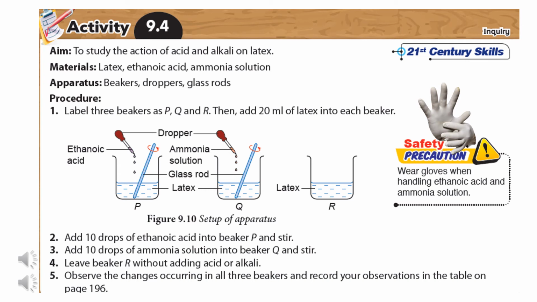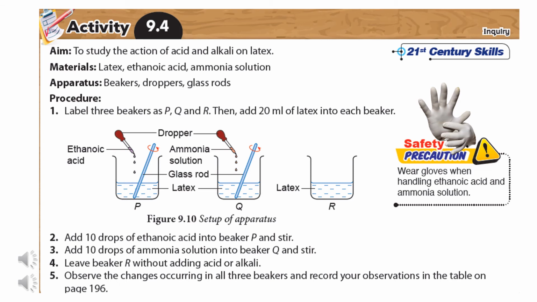This experiment is to study the action of acid and alkali on latex. What are the variables in this experiment? The manipulated variable is type of reacting chemical, the responding variable is coagulation. The constant variable is amount of reacting chemical.